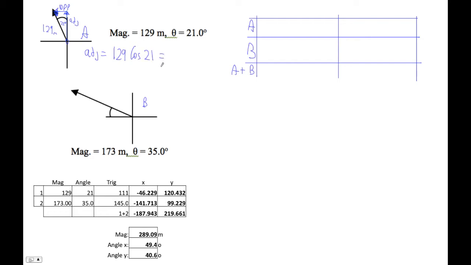Let's try that. 129 cos. Be sure at this point to double check that you are in degrees. If you start getting different numbers from me, you could be in radians. 120.43.